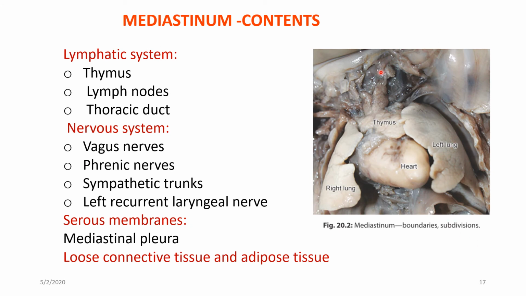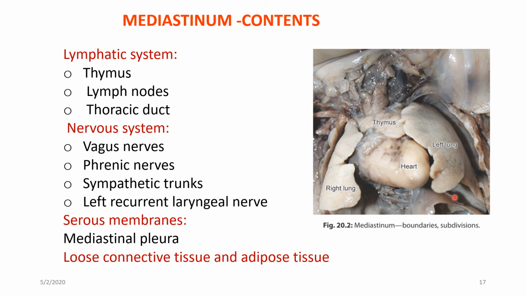Then what will be the lymphatic system contents? This is a fetal thoracic cavity wherein you can observe the thymus, which is the enlarged gland in the case of fetus. This is the thymus gland, which is seen in the mediastinum. And then there will be lymph nodes also in the mediastinum known as the mediastinal lymph nodes. Another lymphatic duct will be seen, that is known as the thoracic duct.